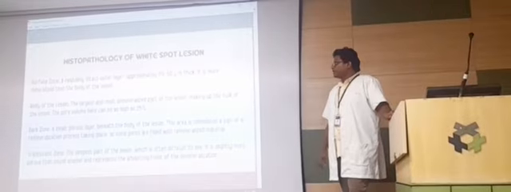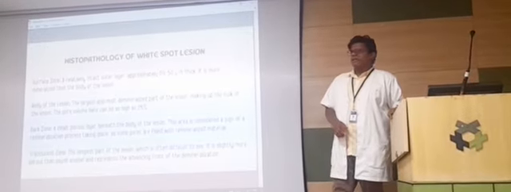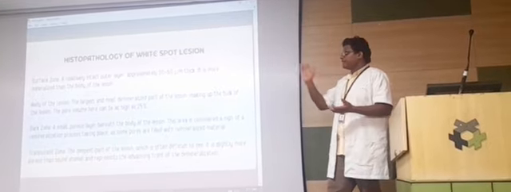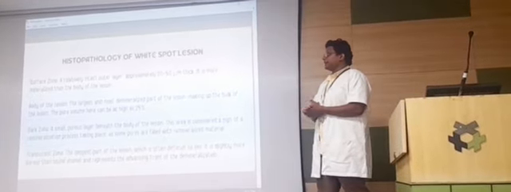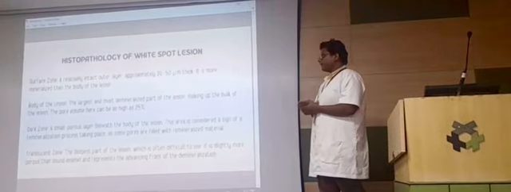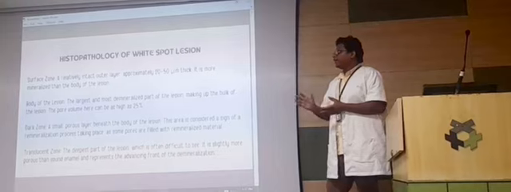Coming to the histopathology of the white spot lesion, it has been divided into four zones from the outermost to the innermost. The first, the outermost zone, is the surface zone. It is a relatively intact outer layer, approximately 20 to 50 micrometers in thickness. It is more mineralized than the body of the lesion.